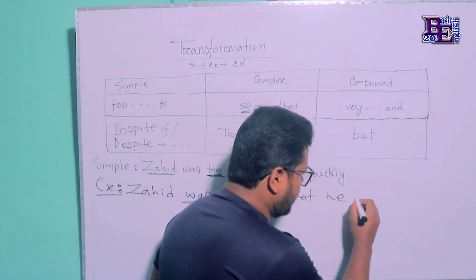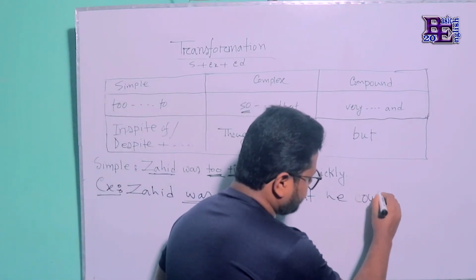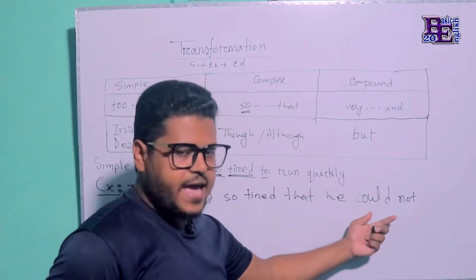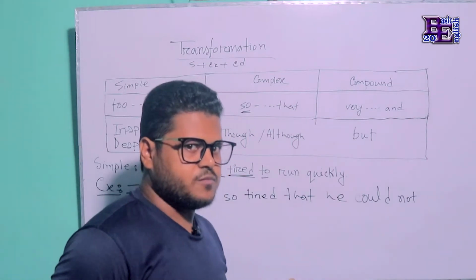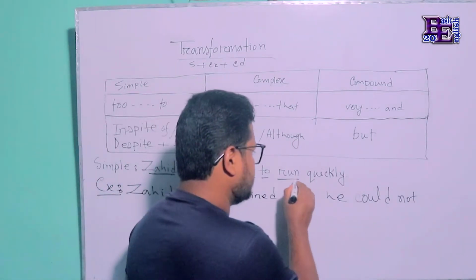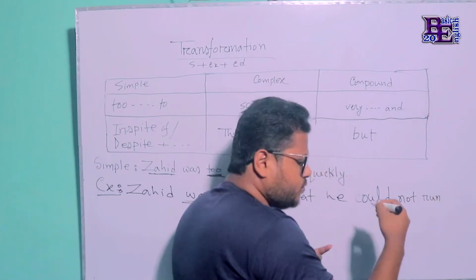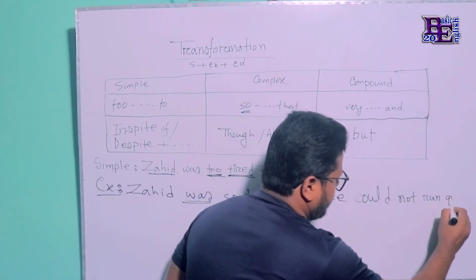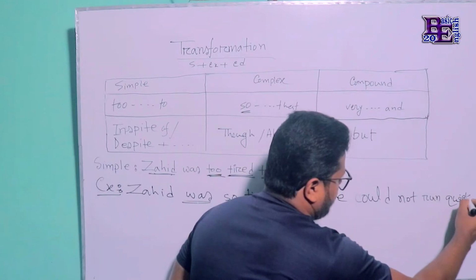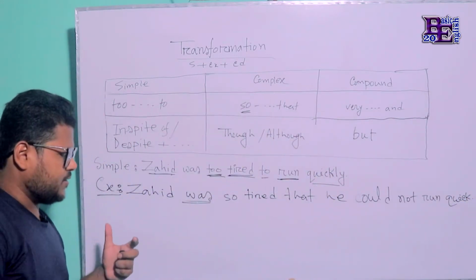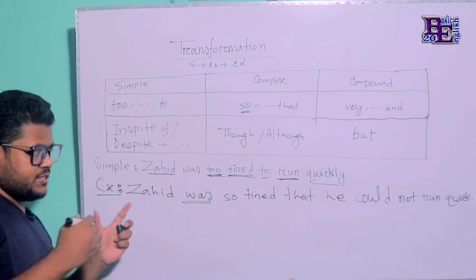That is, the answer will be he could not. And you know, after can or could we have to use the base form of the verb. Here the verb is run, so could not run. How? Here the word quickly. Okay, so you can see that we have changed in several places.